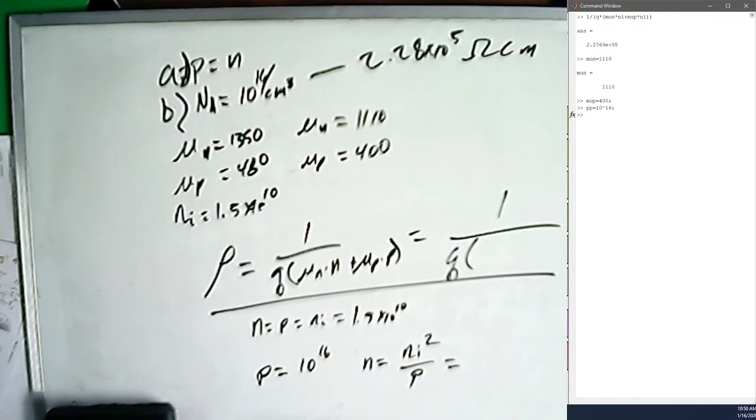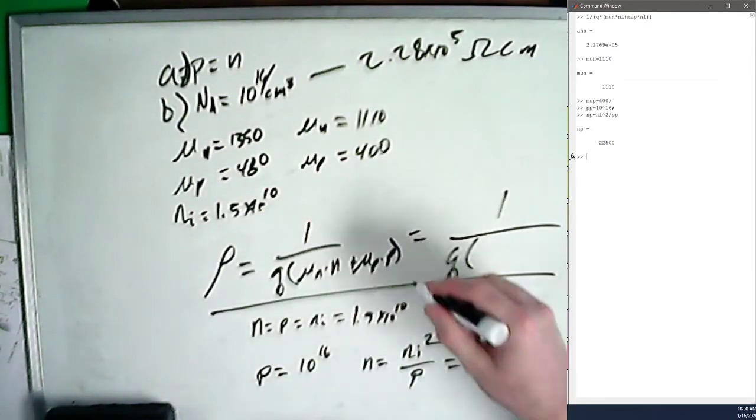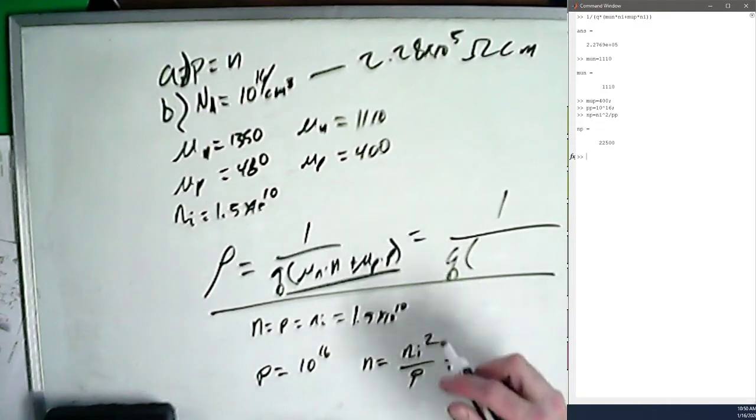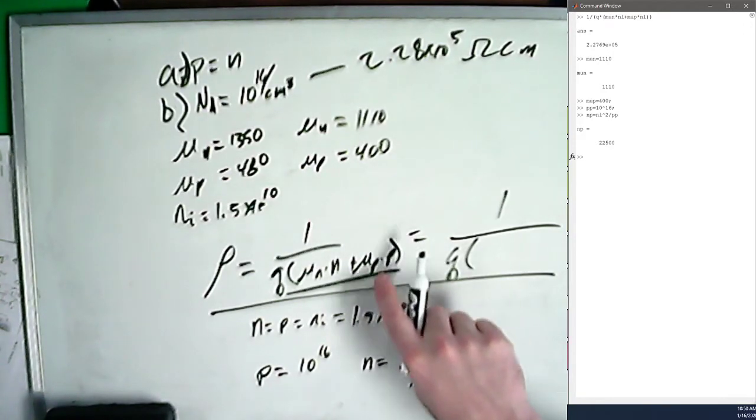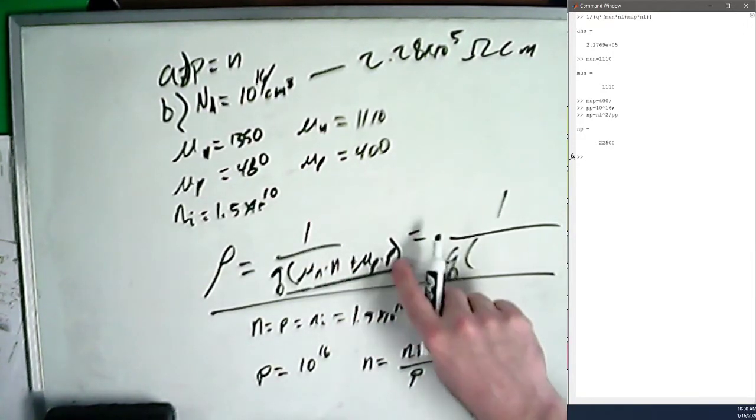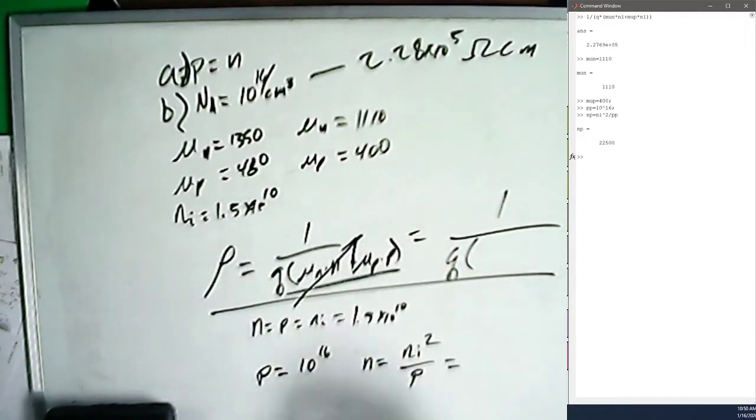By the way, a common mistake on this is I could have said something like P is equal to 10 e to the 16th. That's a different number. That's actually 10 to the 17th. N sub P is equal to ni to the 2nd divided by PP, which is 22,500. And when you come back to this equation and ask which one is going to win, mu p times p or mu n times n, p is so much bigger than n that this term just goes away.